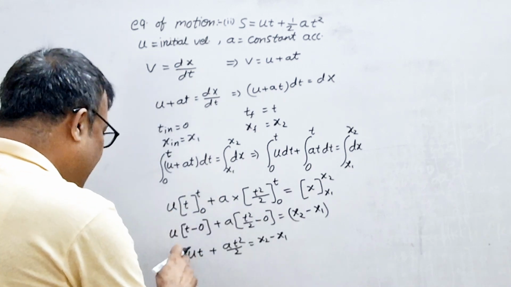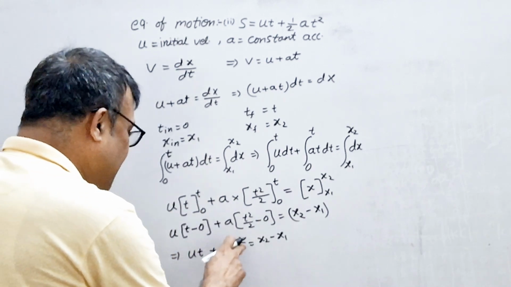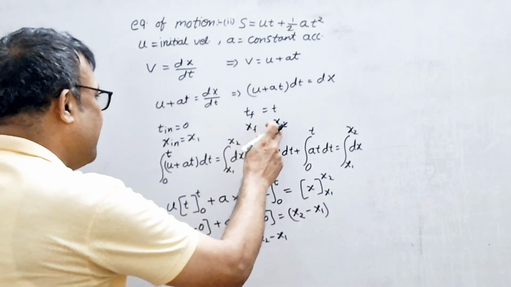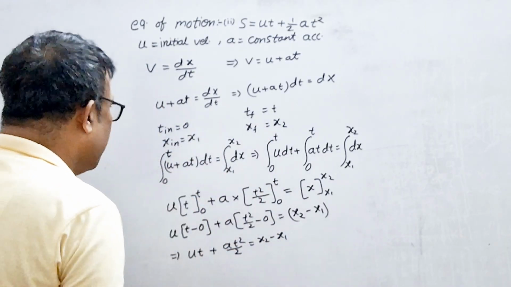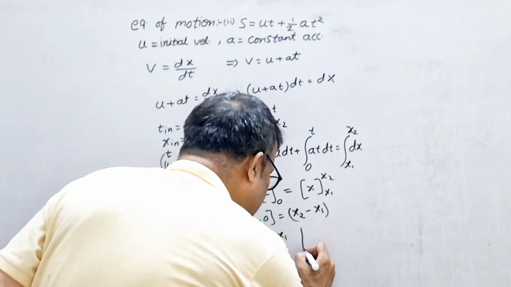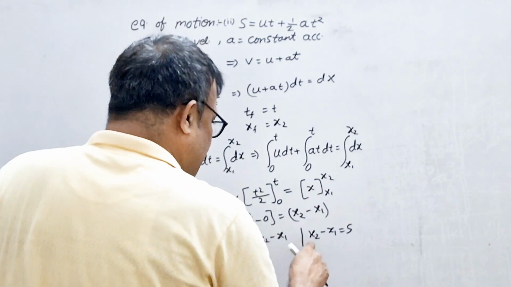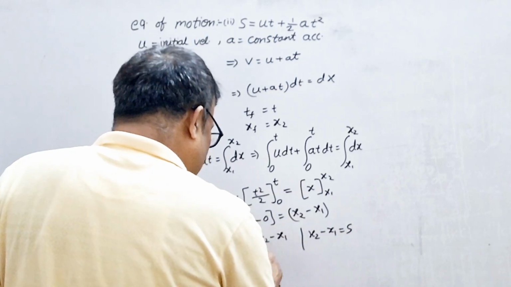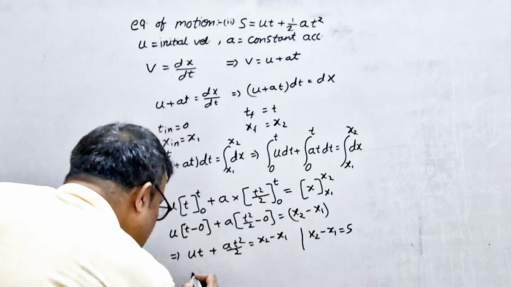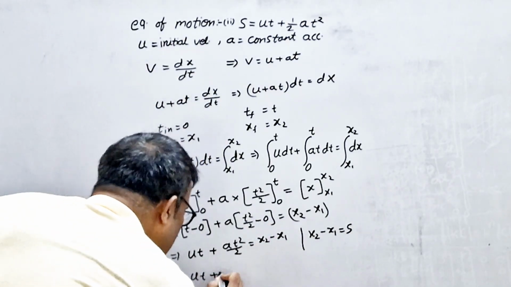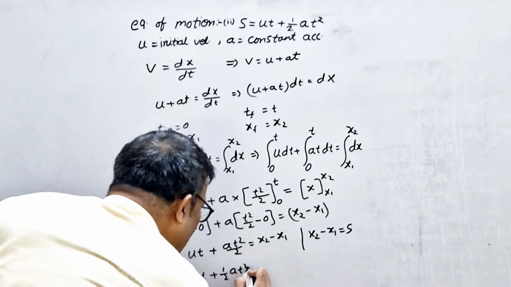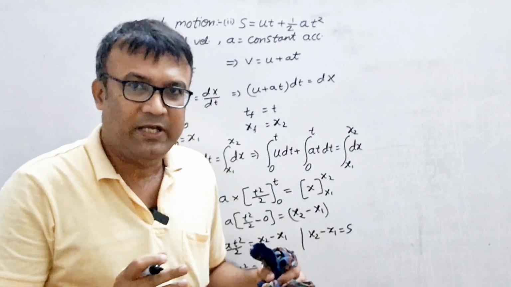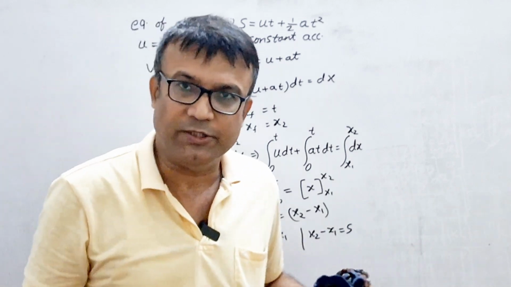So on solving, it will give the relation ut plus half at square equal to x2 minus x1. x2 minus x1 is the difference between final position and initial position, so this is the displacement of the object. Let me assume displacement x2 minus x1 equal to s, and replace x2 minus x1 with s. So this equation now will become ut plus half at square equal to s, which is the desired equation. So this way we can derive the second equation of motion.